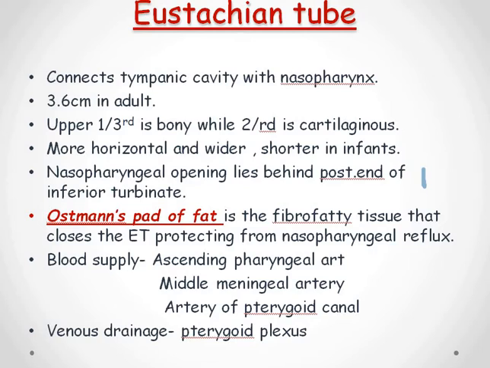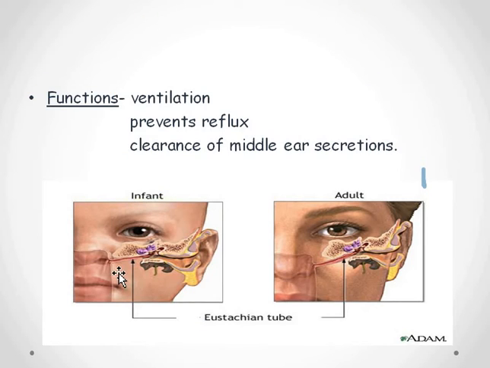Now comes the Eustachian tube. It connects the tympanic cavity with the nasopharynx. It is 3.6 cm or 36 mm in adults. The upper 1/3 is bony while the lower 2/3 is cartilaginous. It is more horizontal, wider and shorter in infants. From this picture you can see it subtends an angle of 10 degrees in children or infants, whereas it subtends an angle of 45 degrees in adults.